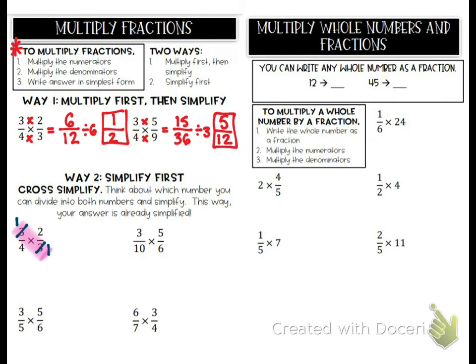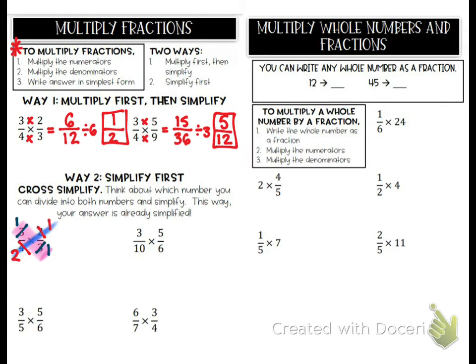And then I'm going to look across the other way. So you always have to look across. Oops. We have 4 and 2. 4 and 2 can both be divided by 2. So we are going to get 4 divided by 2 is 2. And 2 divided by 2 is 1.